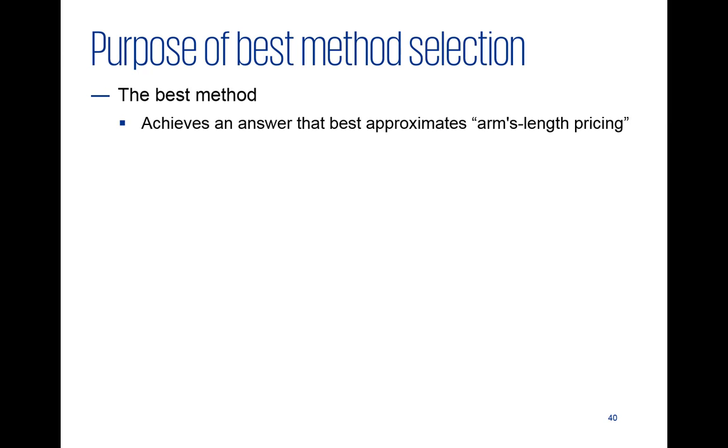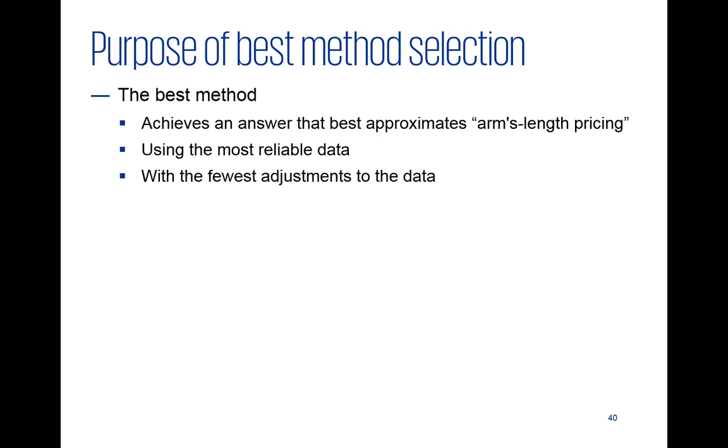So the purpose of the best method is to pick the most reliable method, the one that is best going to approximate what would have been priced between two parties operating at arm's length. We're going to use the most reliable data that's available to us, and often we have to pick the method based upon what data is available. Sometimes we don't get the option of being able to execute a method simply because we can't observe data for that particular method. We'd like to use the data that has the fewest adjustments possible.